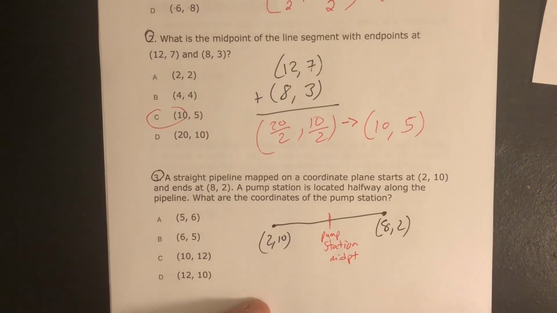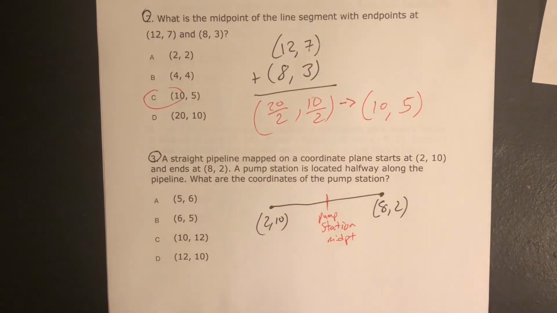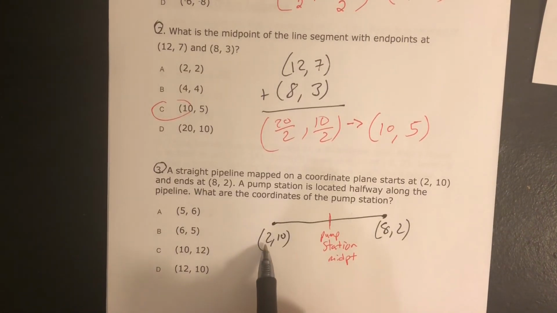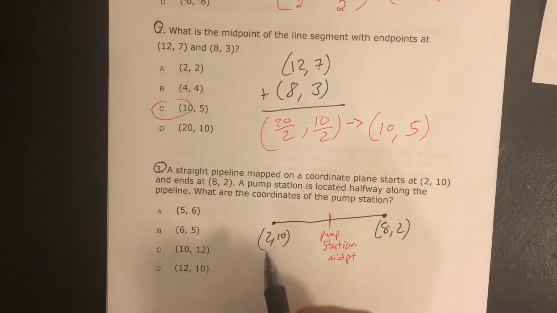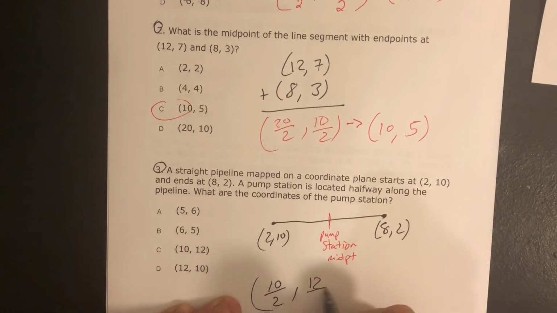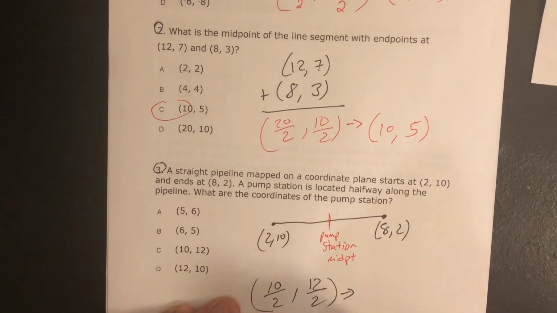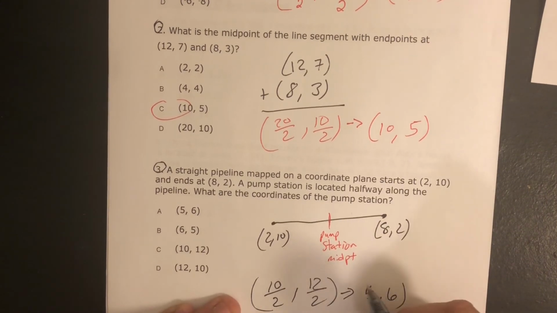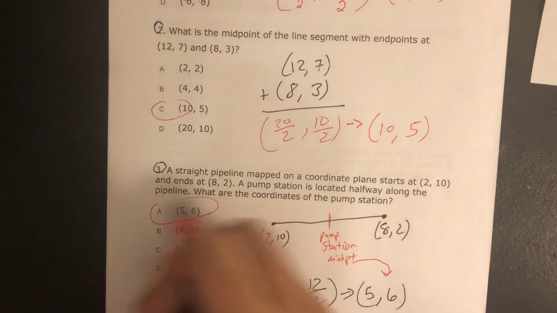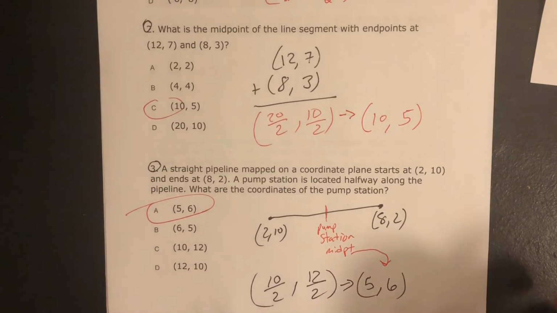So let's do this. I'm going to add those two values. I think I'm at the point where I can just go ahead and add them and divide by 2 and not have to set it up like that, just so I can save some space, okay? So 2 plus 8, because we're adding the x's together, 2 plus 8 is 10 divided by 2. And then my y values, 10 plus 2 is 12 divided by 2. So now 10 divided by 2 is 5. 12 divided by 2 is 6. And there's my midpoint, 5, 6, which is answer choice A. Okay?